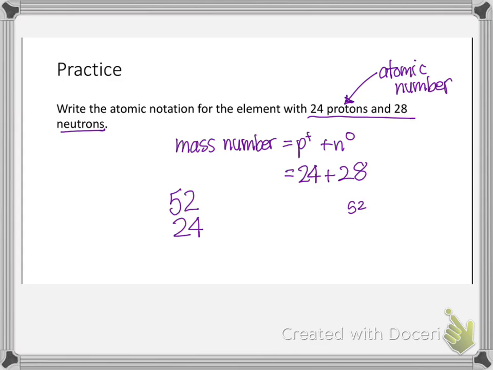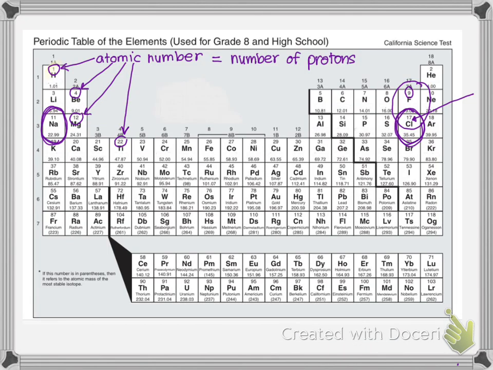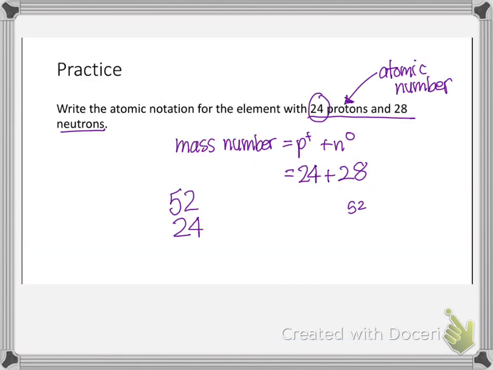So from this question without a periodic table, I can get the mass number and the atomic number, but I've got to go and look at number 24 to figure out what symbol it is. So there it is right there. Chromium is number 24, so we're going to put the symbol Cr. All right, so that's that question.